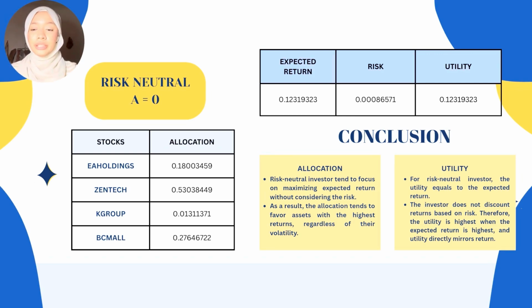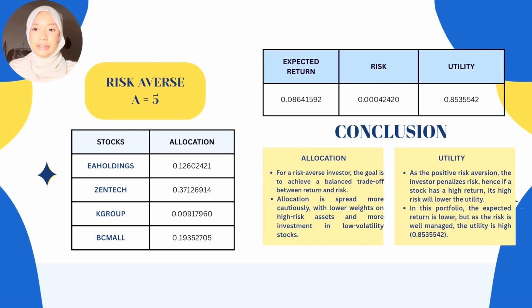Therefore, the utility value is 0.1231923, which is the same as the expected return, since the formula for the risk neutral investor is utility equals expected return, as A equals 0. And since risk is not considered, the investor values the portfolio purely based on return.